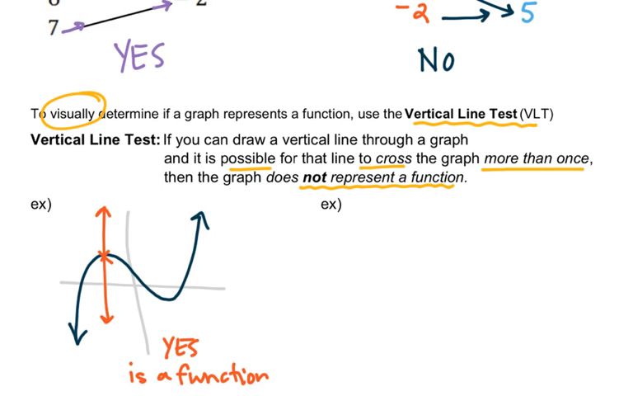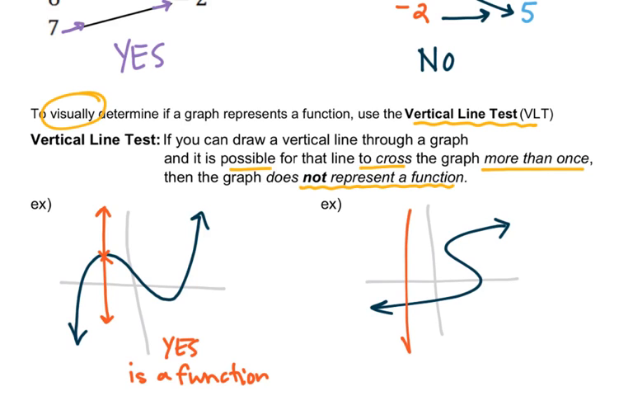An example of something that might not be a function, if I had a graph that looked like this. Now, it's possible for me to draw a vertical line right here and have that only cross the graph at one point. But if I draw that vertical line over here, you'll notice it can cross the graph at 3 spots. So since the vertical line can cross the graph more than once, this is not a function.